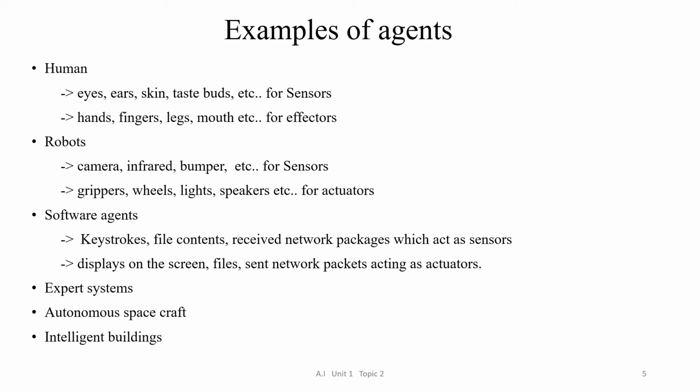Basic examples of agents. Human agents have sensors such as eyes, ears, skin, taste buds, etc., and effectors such as hands, fingers, legs, mouth, etc. If you consider a robotic agent, sensors are camera, infrared, bumpers, etc., and actuators such as grippers, wheels, lights, speakers, etc. If you consider software agents, the sensors are keystrokes, file contents, received network packets, etc., and actuators such as displaying contents on the screen, files, sent network packets, etc. Apart from human, robotic, and software agents, we also have expert agents, autonomous spacecraft agents, intelligent building agents, and so on.